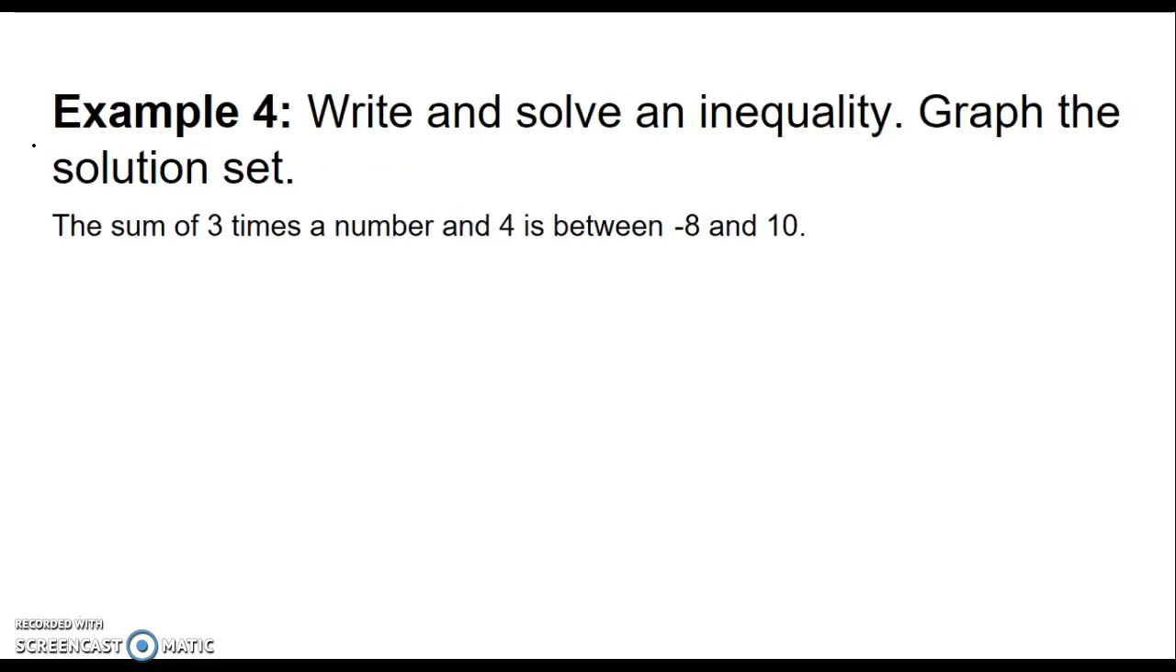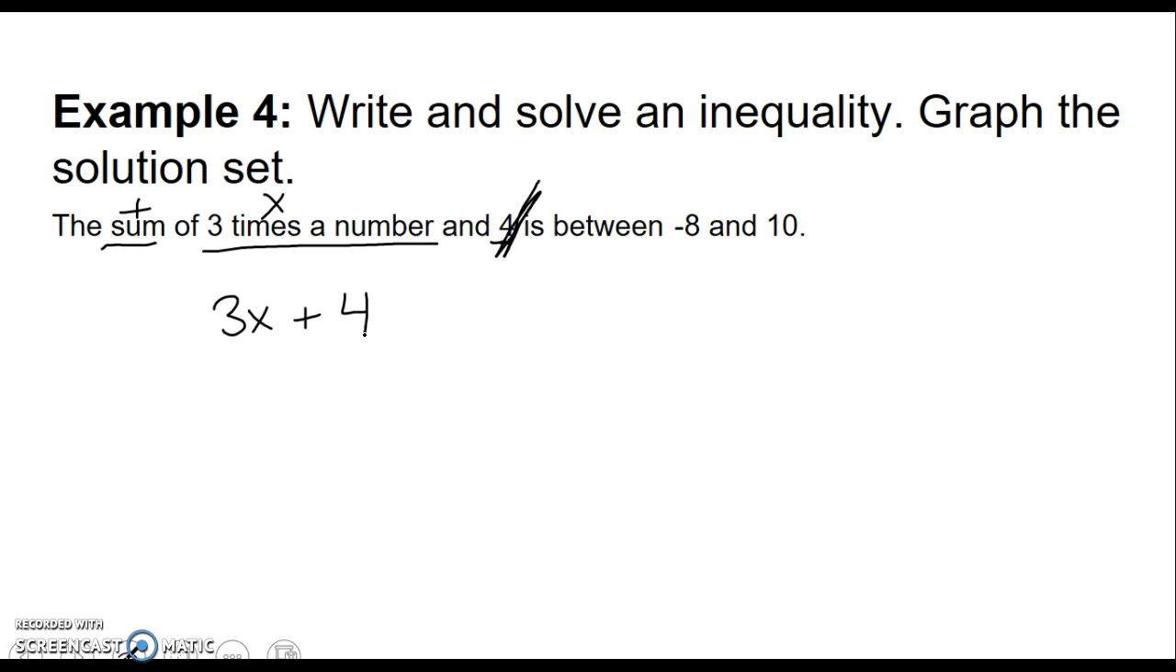My next example, now I'm going to write and solve an inequality and graph the solution set. So in words, it says the sum of 3 times the number and 4 is between negative 8 and 10. All right, so I'm going to split this up in half, and we'll focus on the first half first. The sum means I'm going to add, of 3 times a number. Times means I'm going to multiply. So it's the sum of 3 times the number and 4. So I'm going to add 3x plus 4.